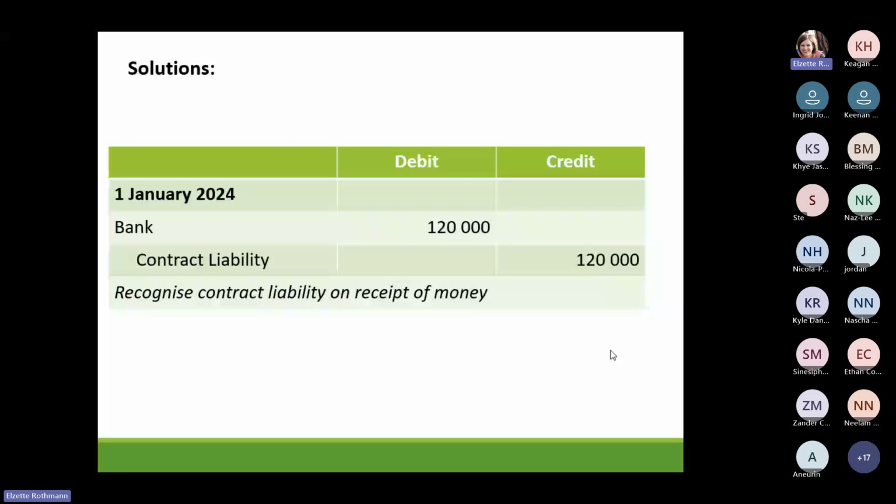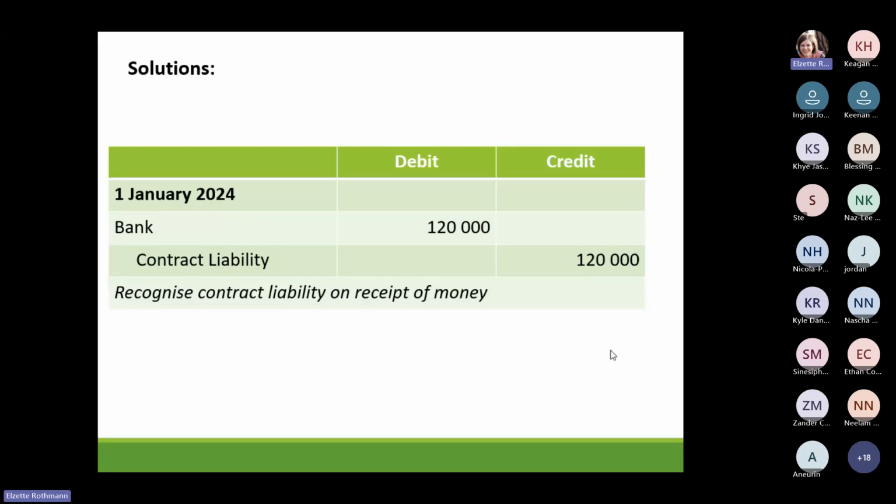Now at the end of this year, we will be charged interest, because we've received money, but we didn't do anything yet. Our part of the obligation is not met yet. So we will then be charged interest. So at the end of the year, we need to debit interest expense and credit contract liability.